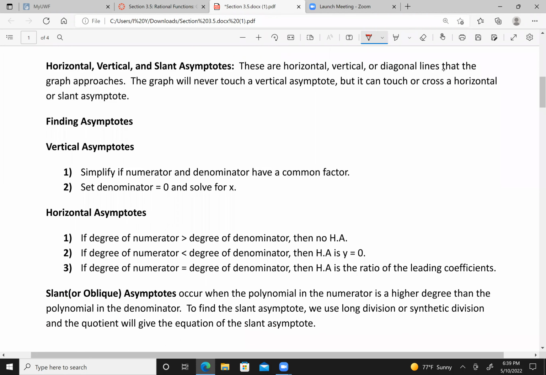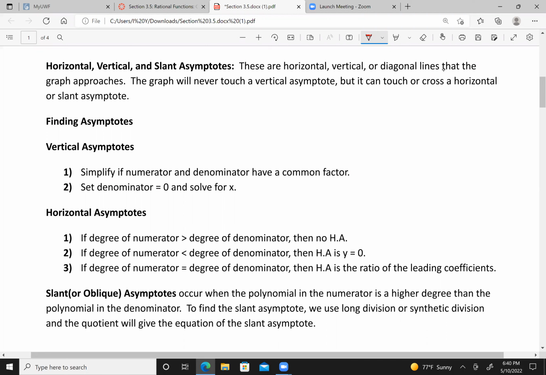So finding a vertical asymptote is essentially a two-step process. Simplify if the numerator and denominator have a common factor. If there's a common factor, factor it out. Set the denominator equal to 0 and solve for x. So basically what we just did, we found the vertical asymptotes.